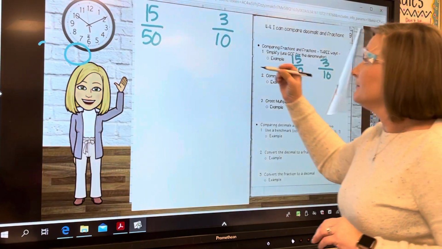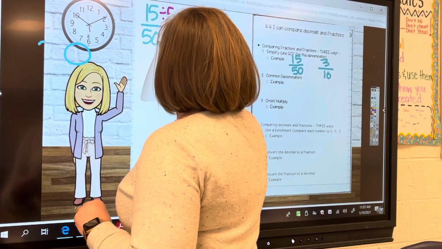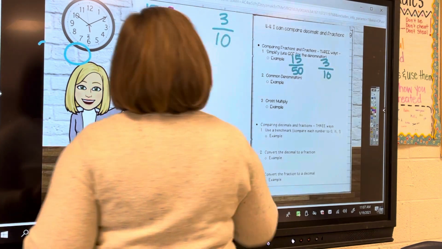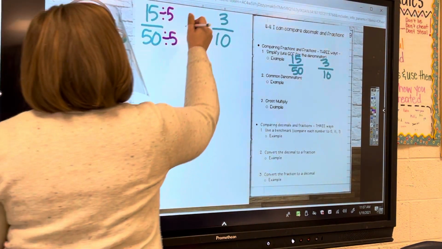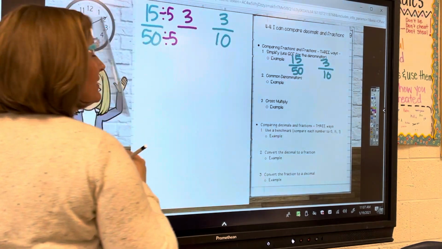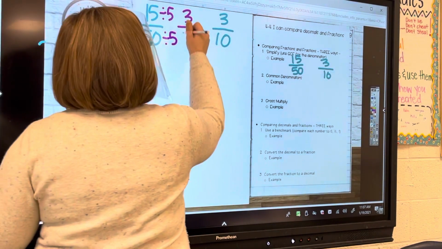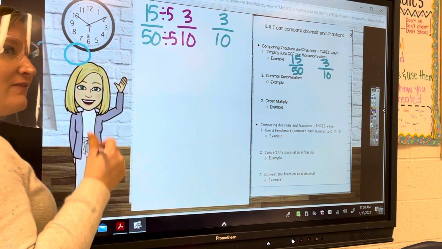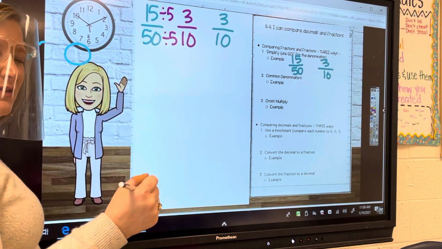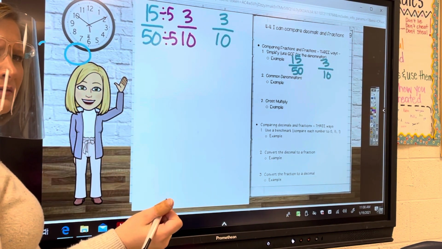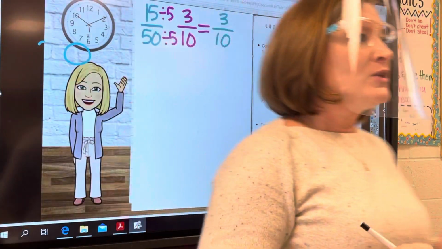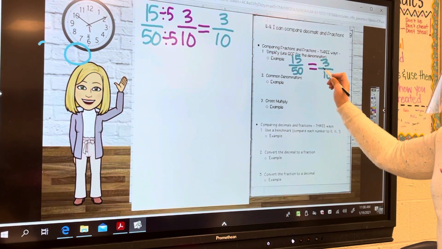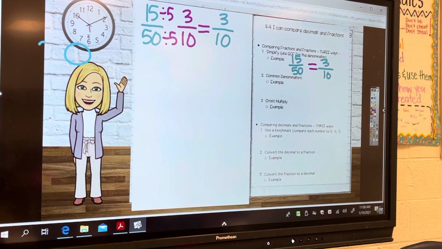What can I divide 15 and 50 by? 5. 15 divided by 5 is 3. 50 divided by 5 is 10. Now, I have 3/10ths and 3/10ths. Those fractions are what? Equal. They're equal. So one way we can compare fractions is to simplify the fraction.